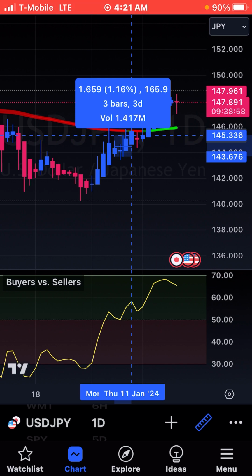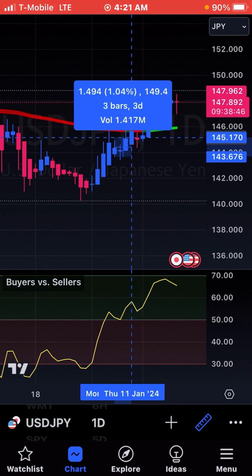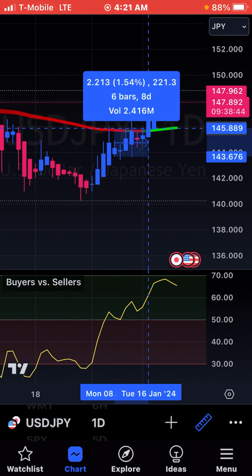Do not make your lot size a huge number when you're doing this because it's going to be fluctuating up and down. You keep it low at first, and that's just my opinion. I can't tell you how much to put on your lot size. Just use your own common sense.